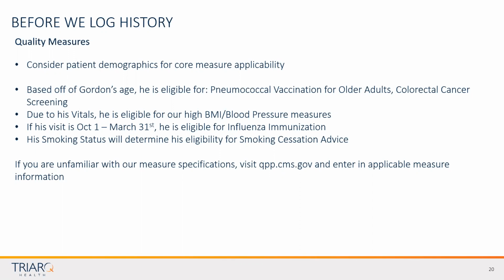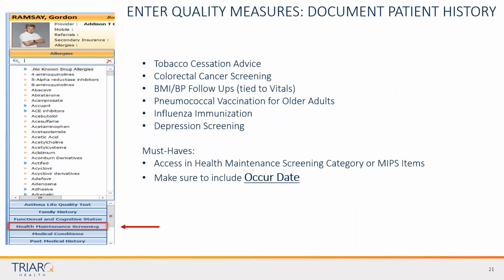If his visit is between October 1st and March 31st, flu season, he's going to be eligible for that influenza immunization. And then I'm also going to see if he has any tobacco use. And if so, I'm going to make sure I recommend some smoking cessation advice. If you have any questions about any of our measures, quality or PI, check out the qpp.cms website. It does a great job of focusing in on some of these measures, just if you need any specification clarified there. So now I'm going to go ahead and enter in Gordon's history.